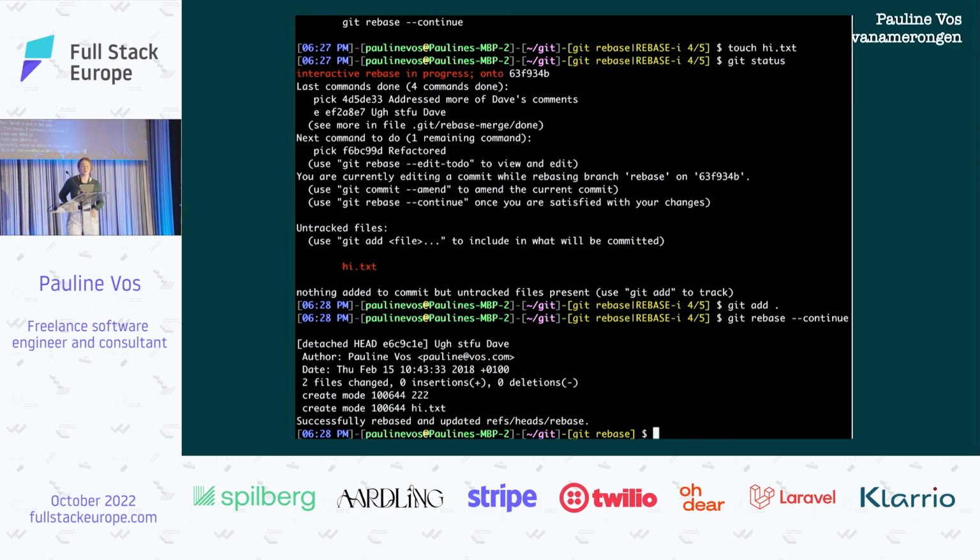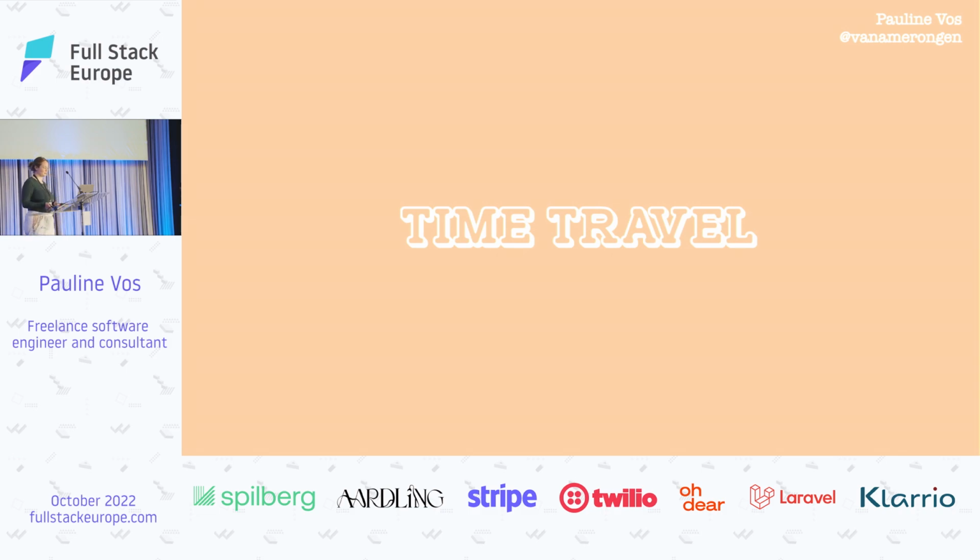OK, now on to the exciting, more advanced stuff. So one thing you can do with Git is time travel. So of course you can travel between branches, right? Check out different branches, but you can also travel back in time to different commits.